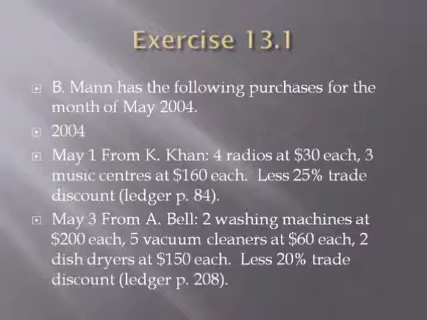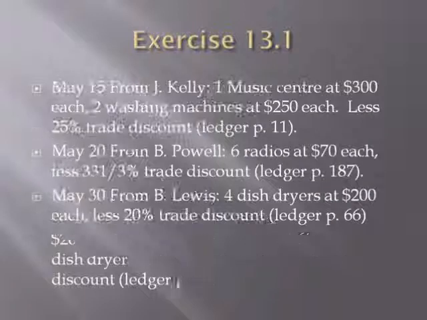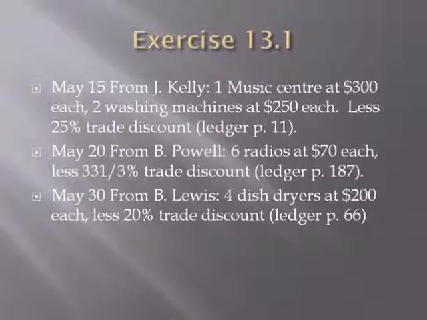May 3 from Abel, 2 washing machines at $200 each, 5 vacuum cleaners at $60 each, and 2 dish dryers at $150 each, less 20% trade discount. Ledger page 208. May 15 from J. Kelly, 1 music center at $300 each, 2 washing machines at $250 each, less 25% trade discount. Ledger page number is page 11.